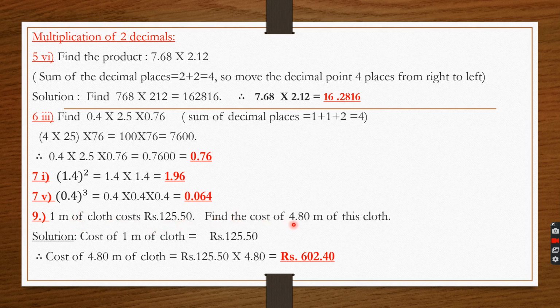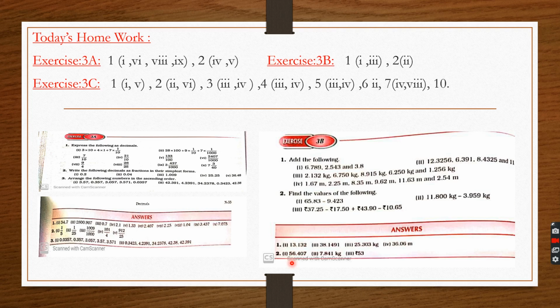Now one question. 1 meter of cloth costs rupees 125.50. Find the cost of 4.80 meter of this cloth. Solution. Cost of 1 meter of cloth is equal to rupees 125.50. Therefore, the cost of 4.80 meter of cloth is equal to rupees 125.50 into 4.80. That is equal to rupees 602.40. Don't forget to write the unit. If you are not writing the unit, we will reduce the mark in the examinations. Half mark will be reduced.